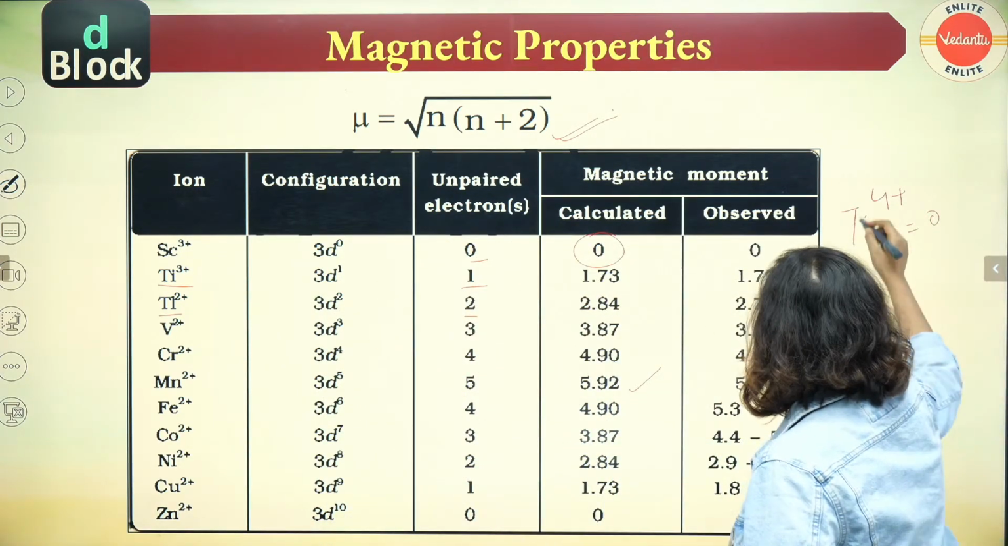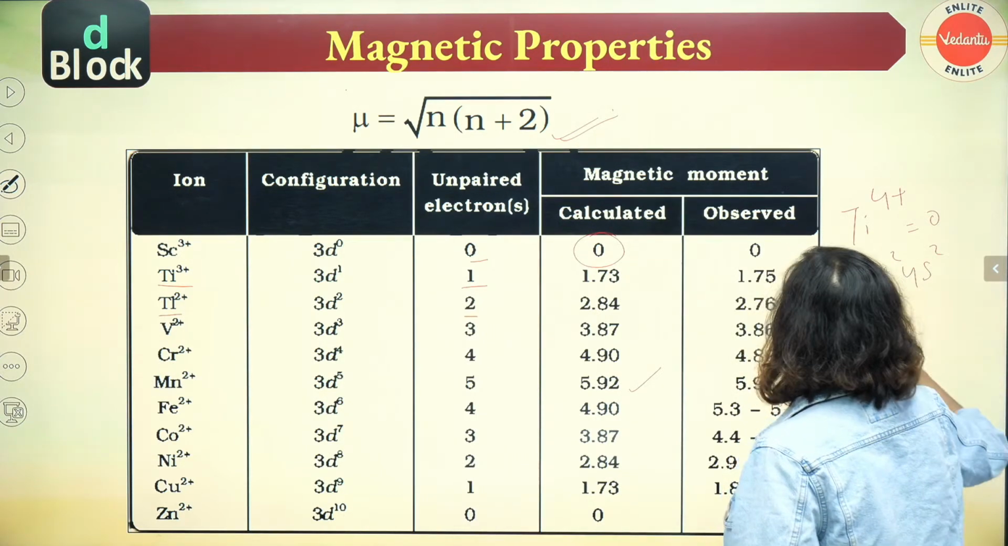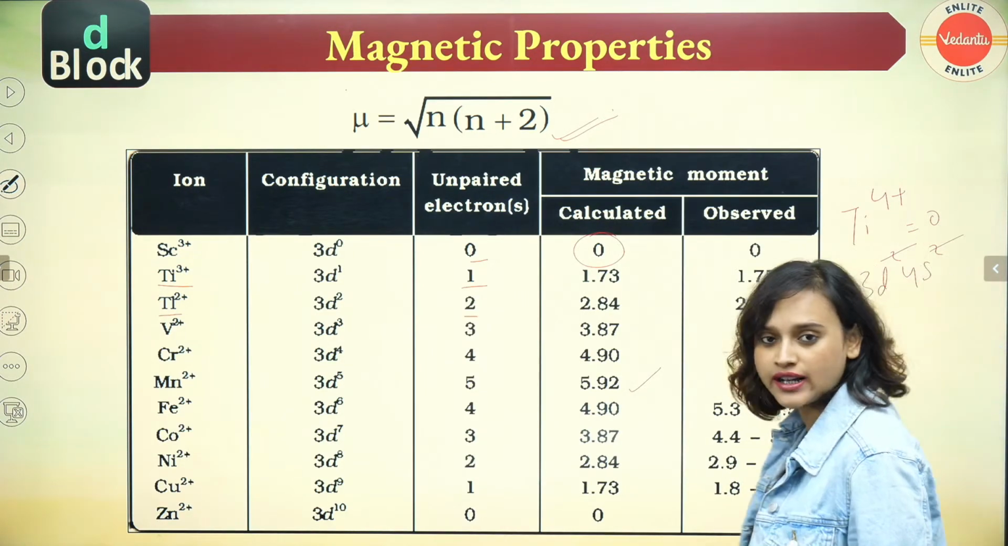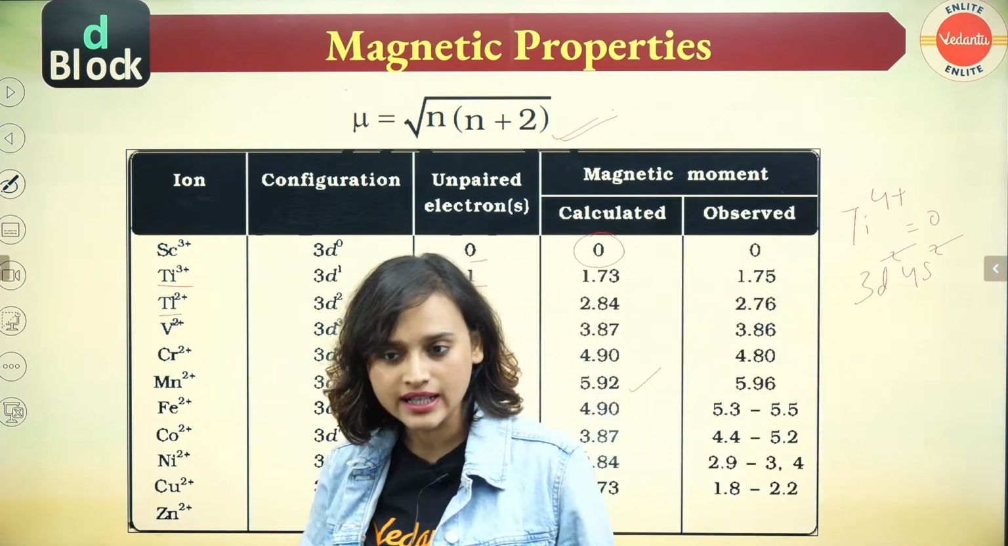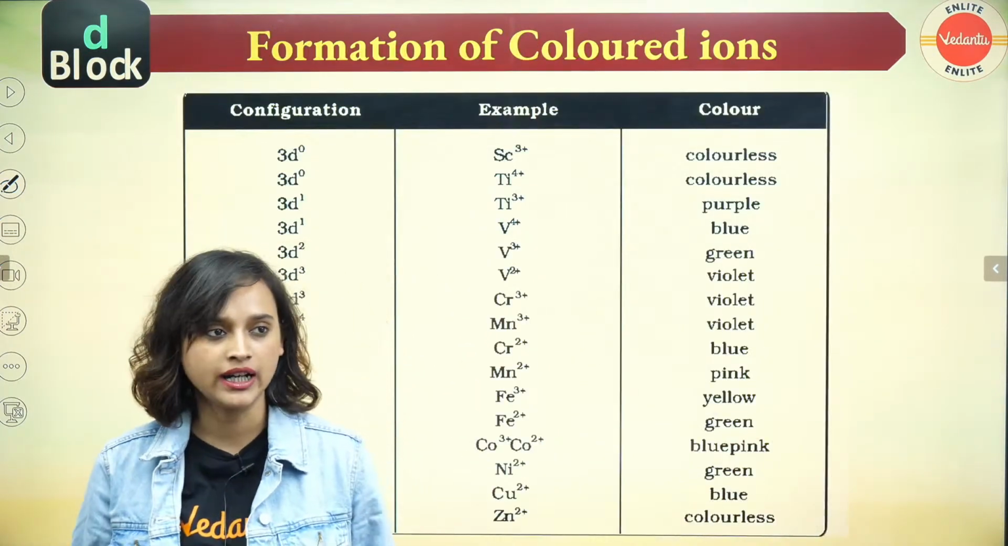Why? Because we know that titanium is 3d2, 4s2. Now, if it is titanium 4 plus, that means these two are gone, and these two are gone. That means, of course, there are no unpaired electrons. So it is 0. That's it. Correct? Okay, now moving on, everybody.